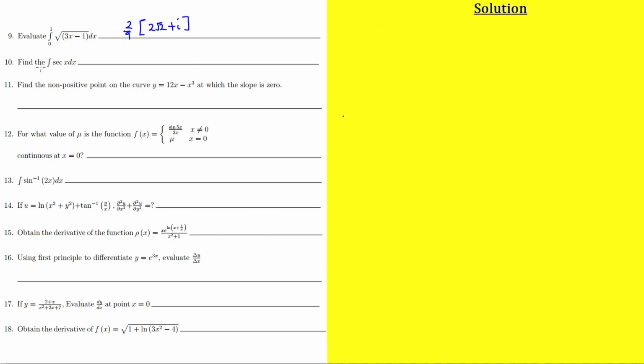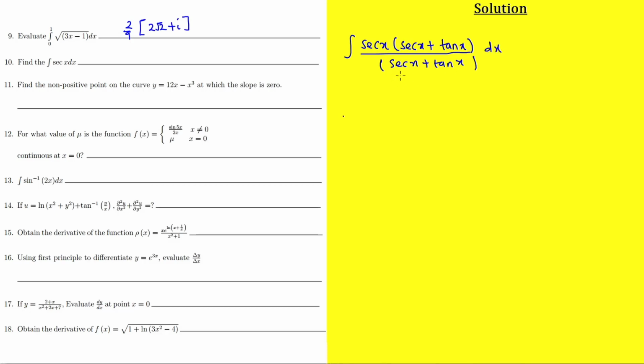So question 10, we are asked to find the integral of sec x dx. This is actually a standard integral. Now here we have sec x. I can multiply the numerator by sec x plus tan x, then multiply the denominator also by sec x plus tan x. I haven't changed anything. I just multiplied the numerator and the denominator by sec x plus tan x. Then I have this all over dx.